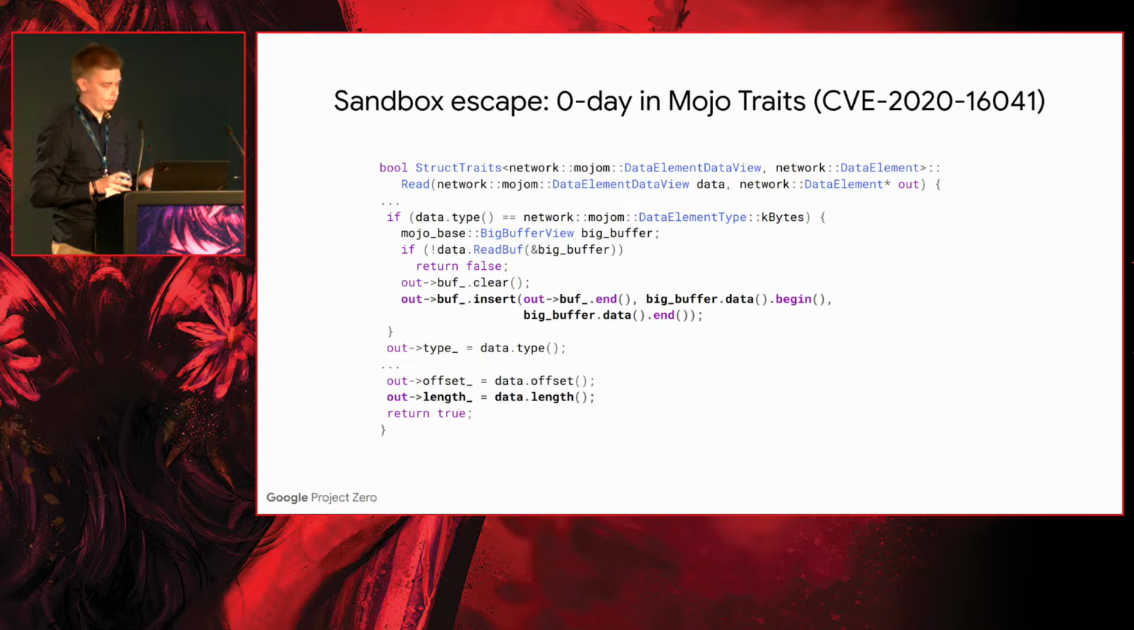Out points to an object of the native C++ data element type. Out buff is a nested vector that's initialized with the data we control, and out length is initialized with an independent value, essentially, which we also control. Of course, the code that deals with serialized data elements, with deserialized data elements, fully trusts the length field.